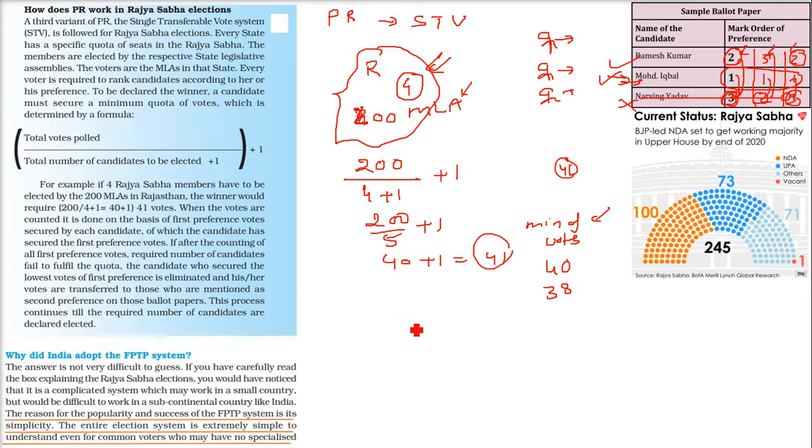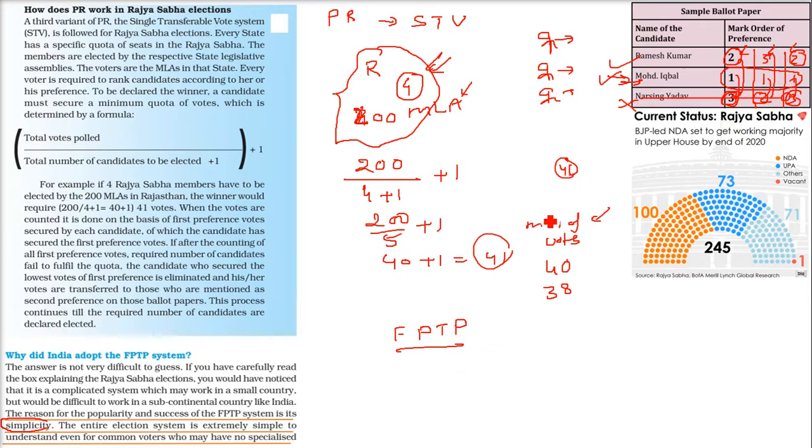And the question arises is, why do we adopt FPTP, first past the post system? The main reason is, as you understood, this is quite complicated. For you and me, it is somewhat difficult to understand. It involves a lot of mathematics. In India, most of the population is still learning, not very literate. So the community will not be able to understand this kind of difficult scenario. The reason for the popularity and success of the first past the post system is its simplicity. It is very simple, and the entire election system is extremely simple to understand even for common voters.